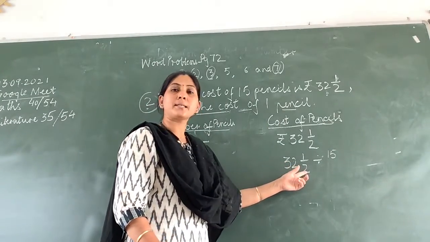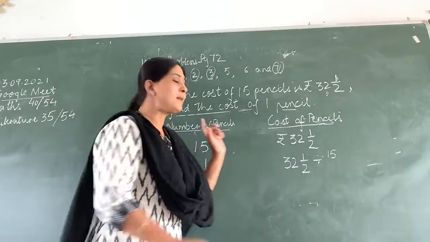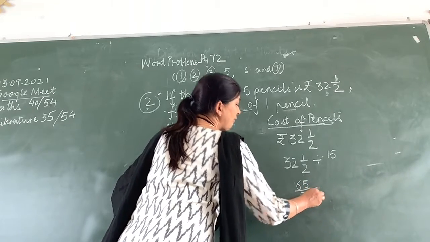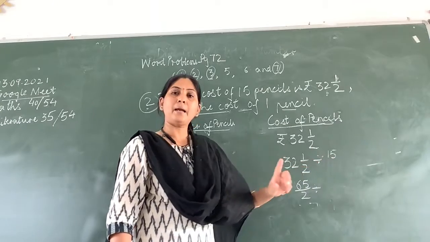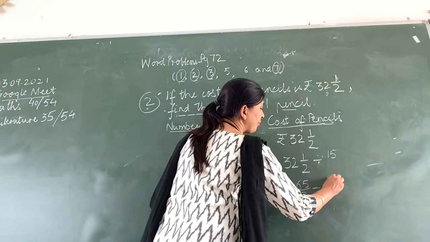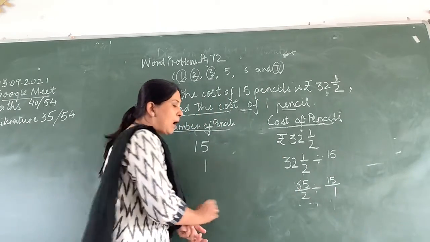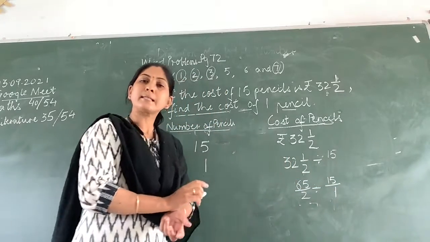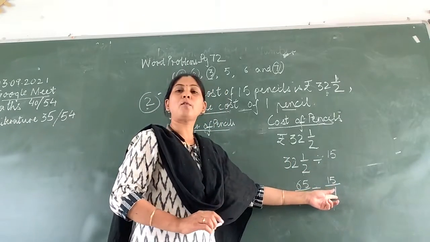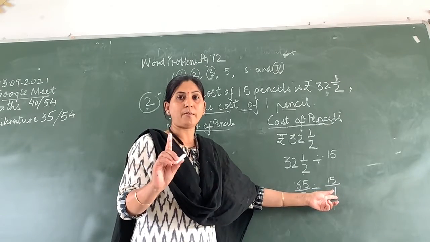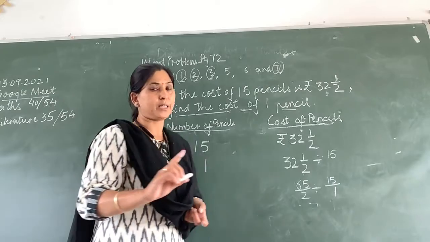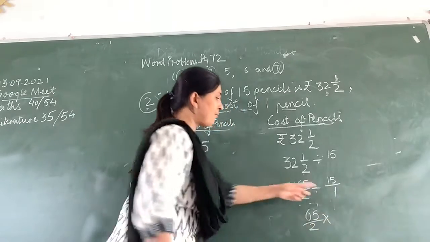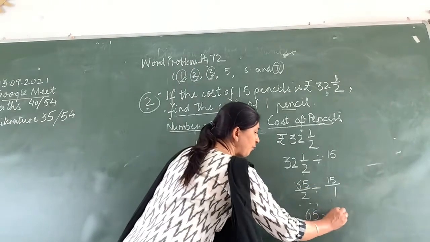32 times 2 is 64. 64 plus 1, 65 over 2. Now you know 15 is a whole number. Whole number can be written in fraction form. 15 means 15 over 1. Now we multiply the first fraction by the reciprocal of the second fraction. What will be the reciprocal of 15 over 1? Reciprocal of 15 over 1 will be 1 over 15. So we will multiply 65 over 2 by the reciprocal of the second fraction, which is 1 over 15.